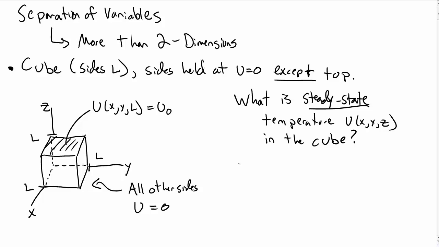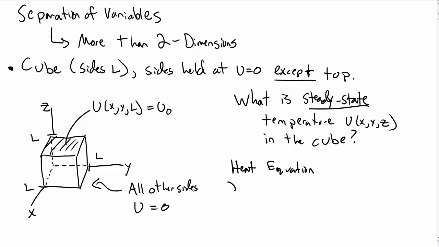Let's consider separation of variables in more than two dimensions. So let's consider the cube with sides L, and the sides are held at temperature equal to 0 except the top, as shown here. And what we're interested in is what is the steady state temperature in the cube.